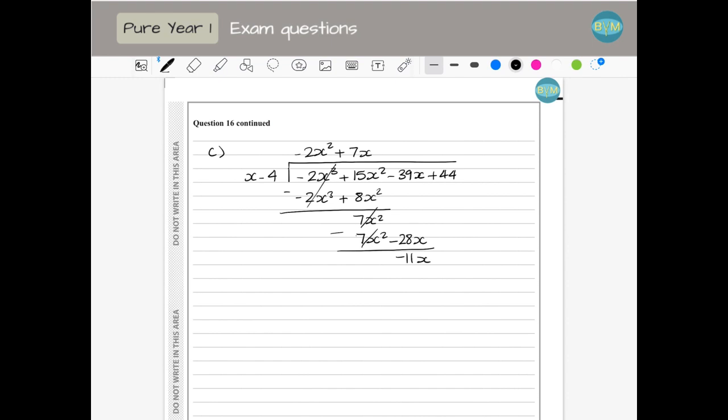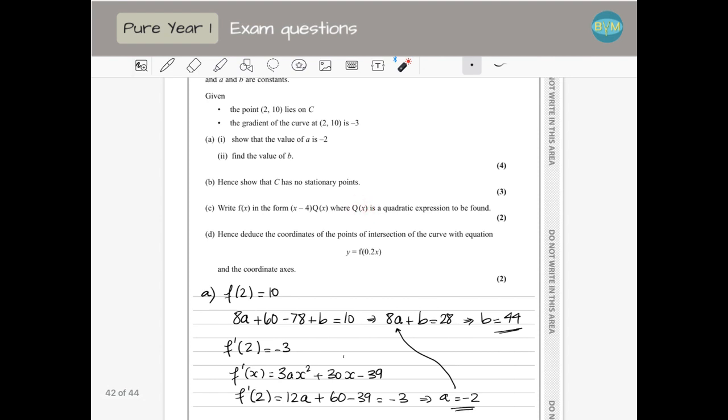I divide again, so this one is minus 11. I multiply, and I have minus 11x plus 44. And when I subtract, these are gone, and these are gone. That's my remainder, which means f(x) is going to be x minus 4 times this expression that I have here. So the quotient is minus 2x squared plus 7x minus 11. And that's the expression that they were asking me for, this quadratic, the q(x).